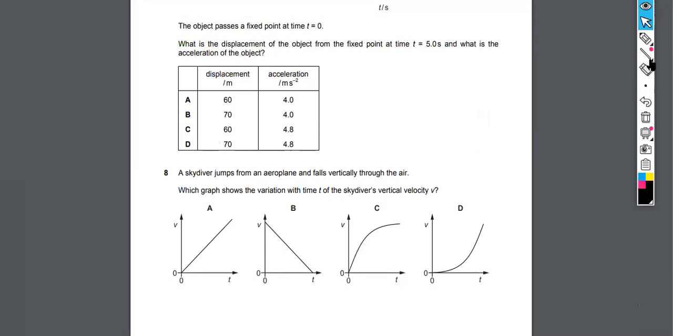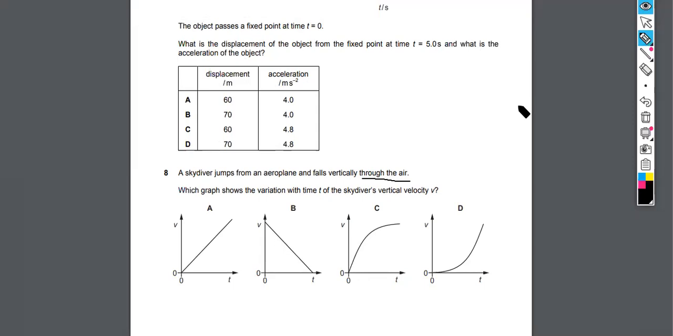And the clue that you get is this, through the air. That's the only clue that they sort of give you, that, hey, here's something where we need to consider the drag force, the force of drag as a skydiver crashes through air.